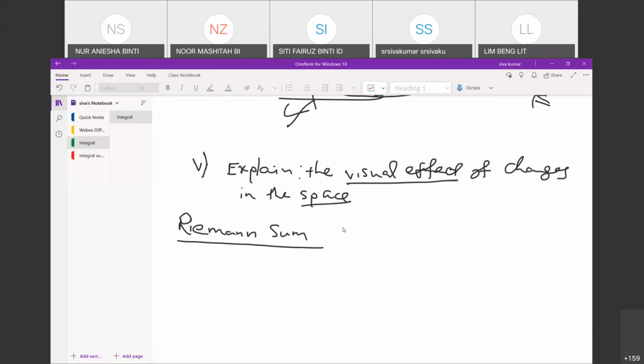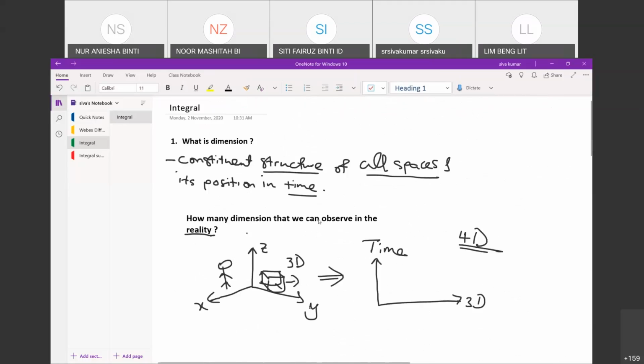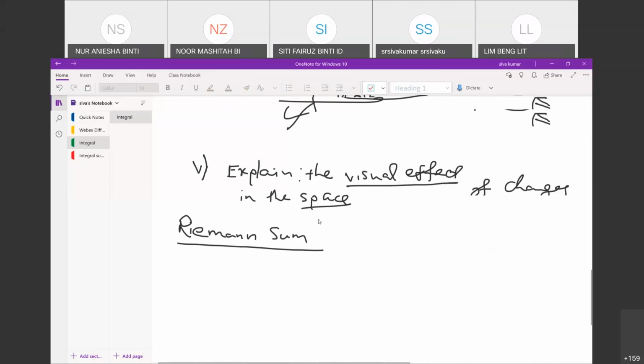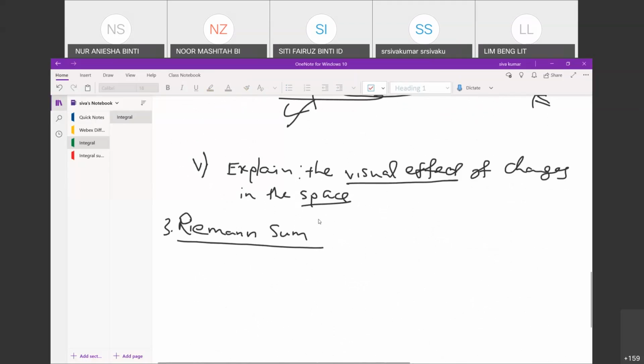Okay, now we go for number 1. This is number 2. I'll try to make it. This is number 3. I wanted to tell something about relativity and general relativity. Then after that, I'll move into the Riemann sum.